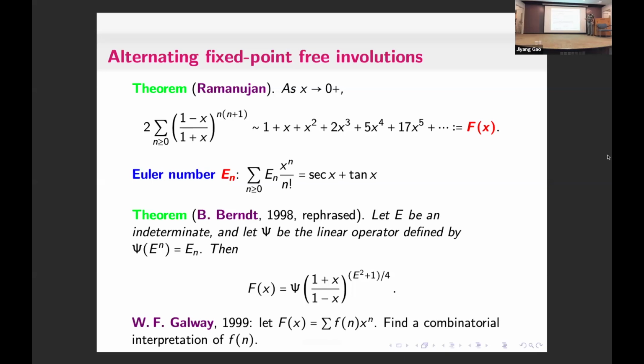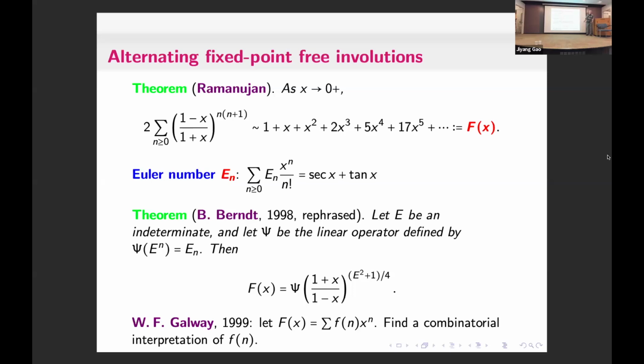And so Berndt's result is you take the series 1 plus x over 1 minus x to the power e squared plus 1 over 4. You expand this out by the binomial theorem as a power series in x. The coefficients are going to be polynomials in the e's. And then you take each e to the n in these polynomials and replace it by E_n. So you're going to get a power series with integer coefficients, or at least with rational coefficients.